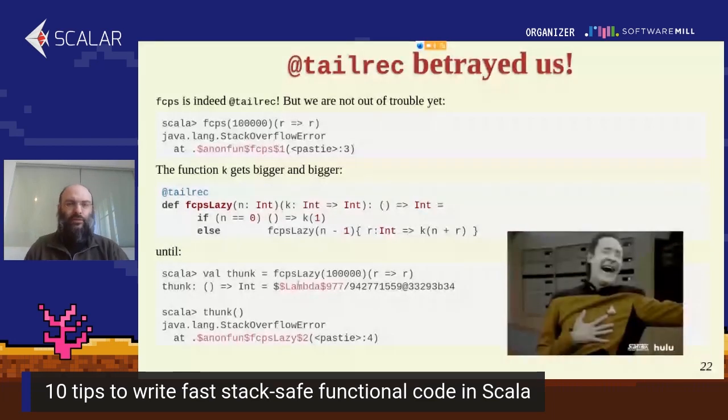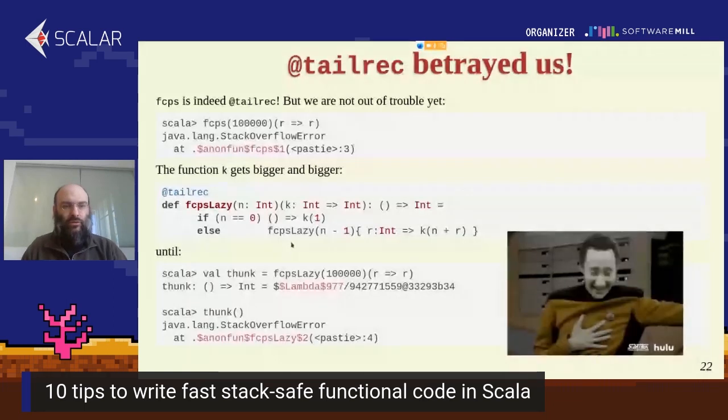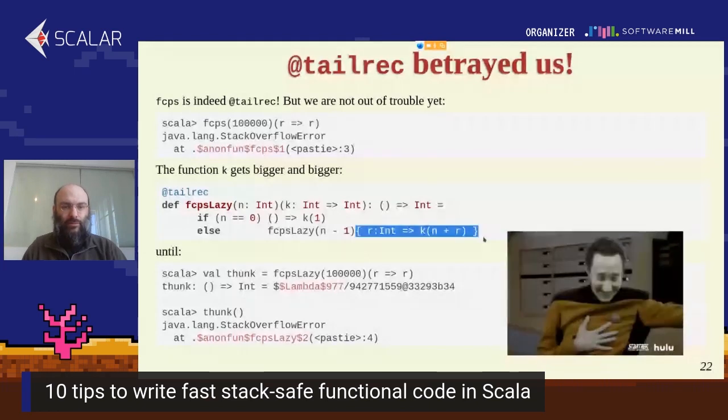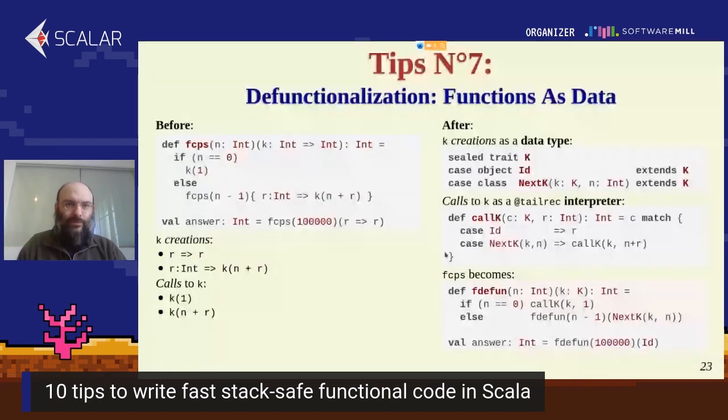Okay, so now what do we have? We have a tail-rec function. But what we have is we cannot compose the k function like we do just here, composing k and creating a new k just there. What we have to do is use tip number 7, defunctionalization.